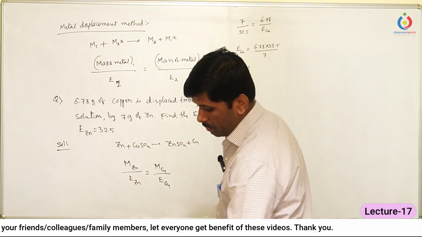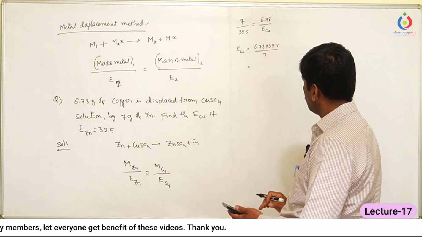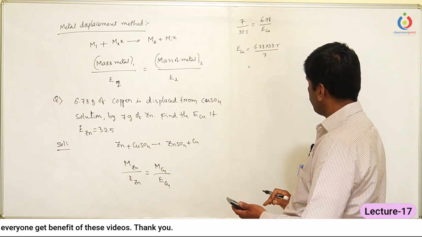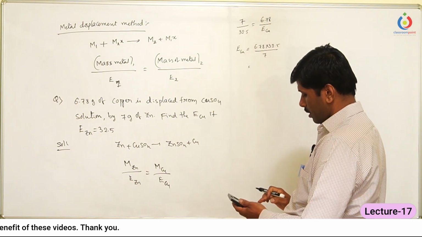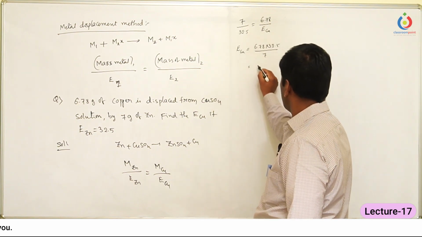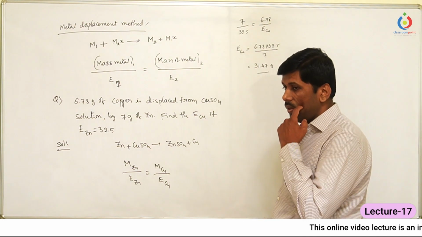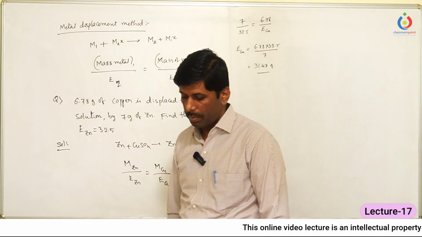Let us see the value. 6.78 into 32.5, divided by 7, so 31.47. 31.47 grams is the equivalent mass of the copper.